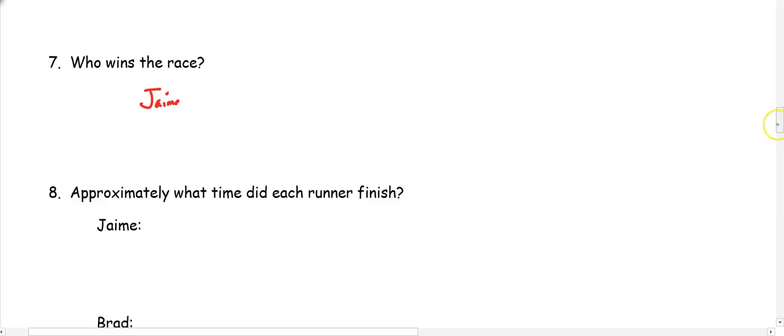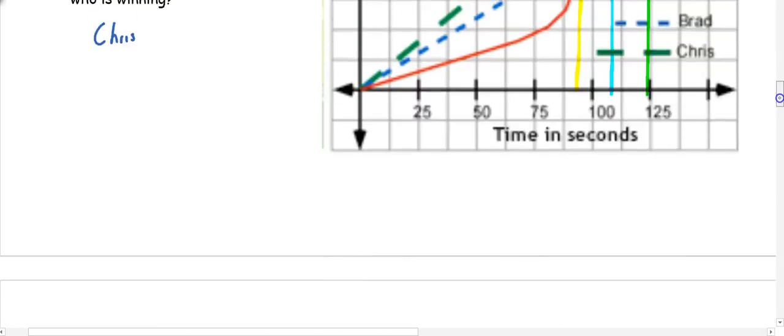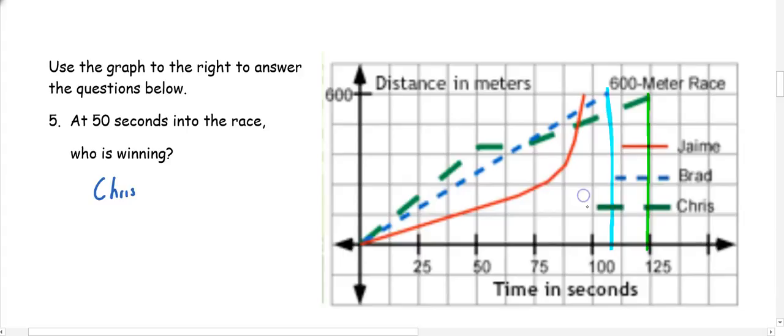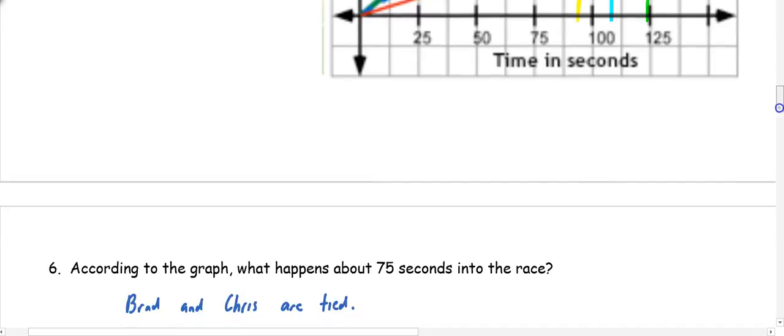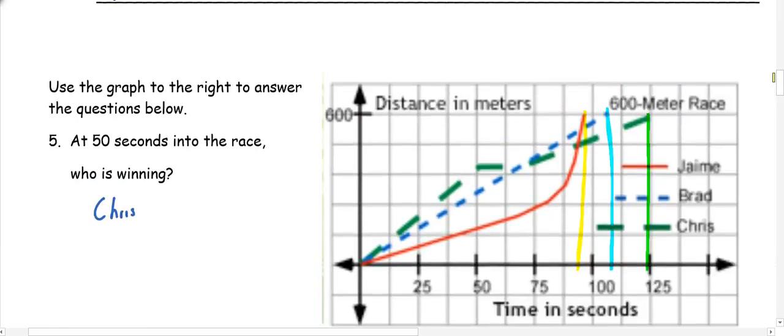Approximately what time did each runner finish the race? So we need to look at our three lines. So the line for Jamie, notice that the solid tick mark is going up by 25 seconds. So she's higher than 75 and kind of close to 100. So we're going to say about 90 seconds.